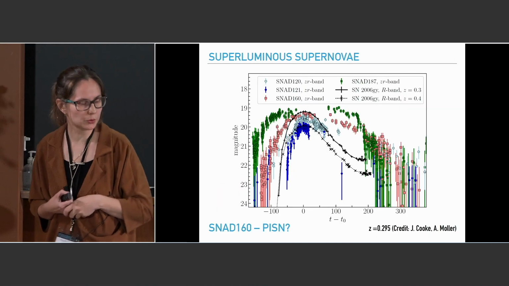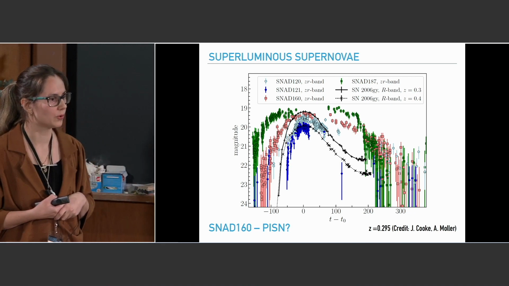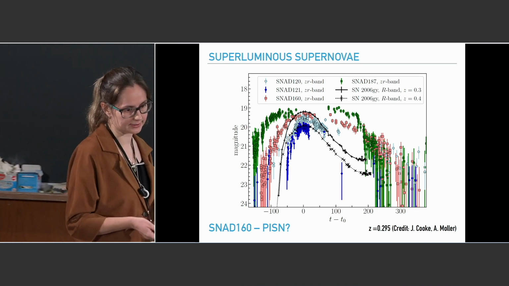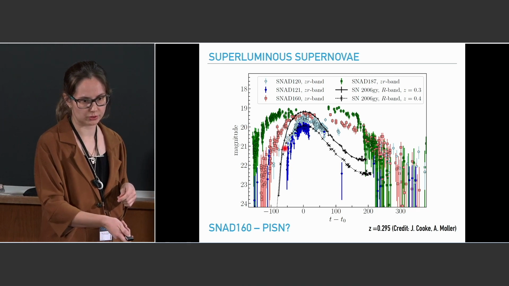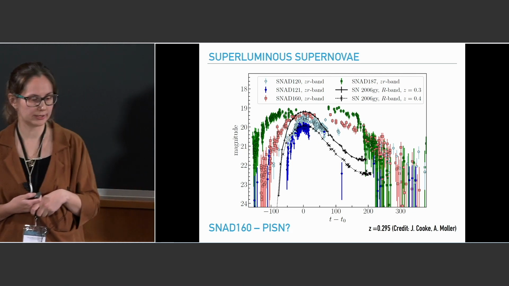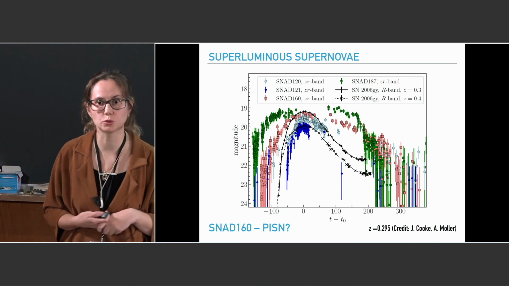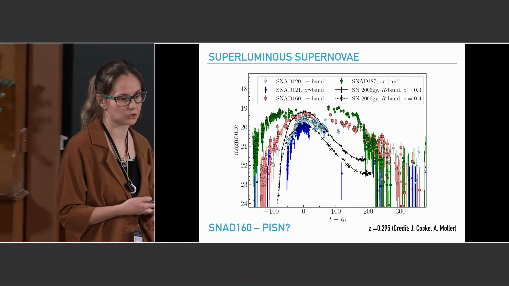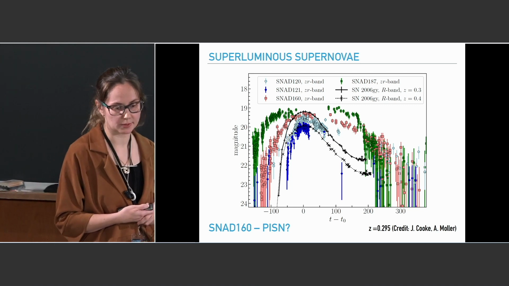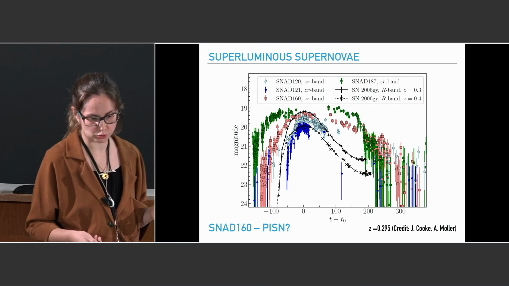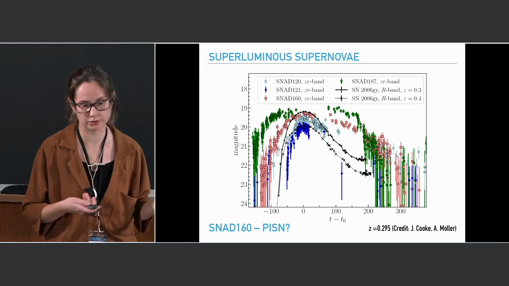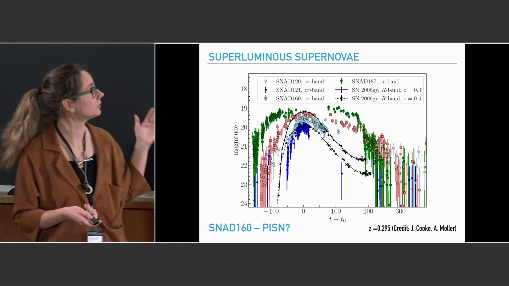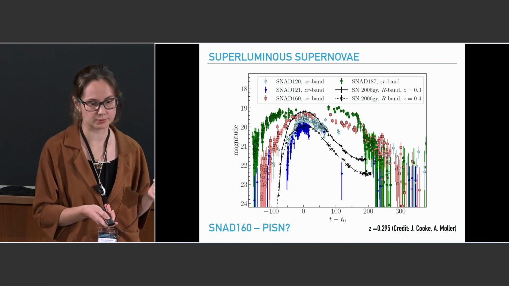An interesting output of this study was also the discovery of 4 superluminous supernova candidates. One of those candidates, SNAD 160, which is rose here, is a nice candidate for a pair instability supernova, a theoretical class of supernovae which is not yet proven observationally. So we were able to obtain some additional spectroscopic observation of the host, to establish its redshift, and perform additional modeling to show that it's very well fitted by pair instability supernova models.